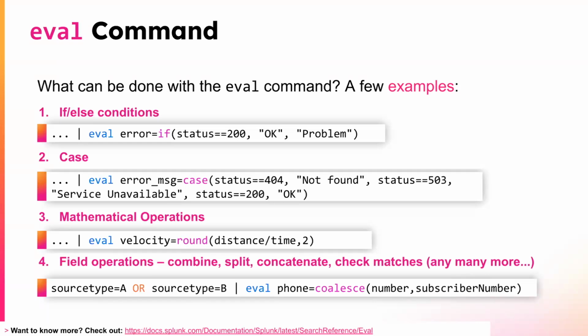You can also use eval to provide mathematical operations. So we're taking distance divided by time and then rounding it to 2 decimal places. Or to perform operations like with coalesce, which takes 1 or more values and returns the first value from number or subscriber number, and then returns that as a phone number. So to wrap it up here with eval, just remember there are a multitude of things that can be done with it, and it's an incredibly versatile command for performing calculations and operations on data.